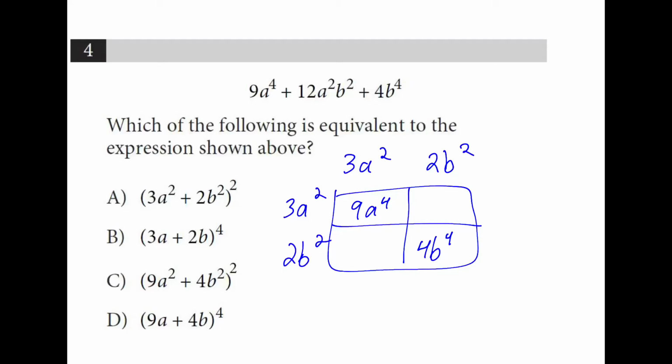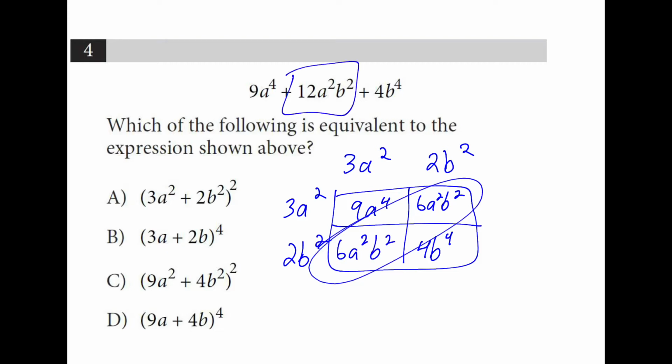So if you're looking at these answer choices, 9 squared, or 3 squared is 9, 2 squared is 4, that's a clue. And if we multiplied 3a squared times 2b squared, we get 6a squared b squared. And we get the same thing down here. When we add those two together, that gives us 12a squared b squared. That's why A is the right answer.